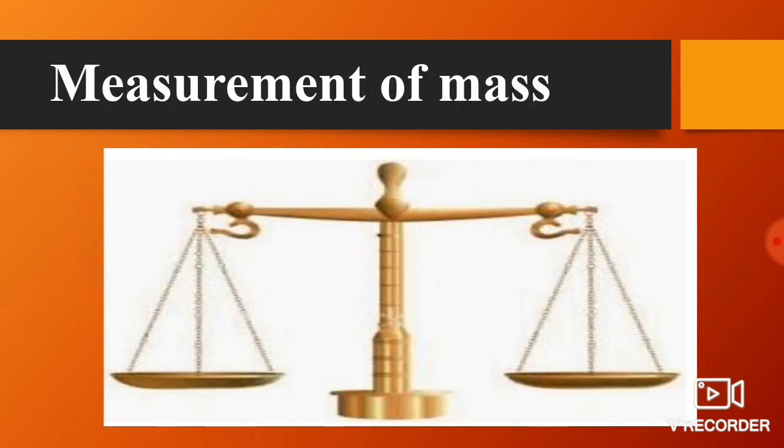Measurement of mass. Mass measurement is used to find the correct weight of a given object. This image is the beam balance. In a beam balance, on one side we place the object, like vegetables, fruits or anything else, and on the other side the standard weights. When we place both, it shows the exact weight. This is known as the measurement of mass.